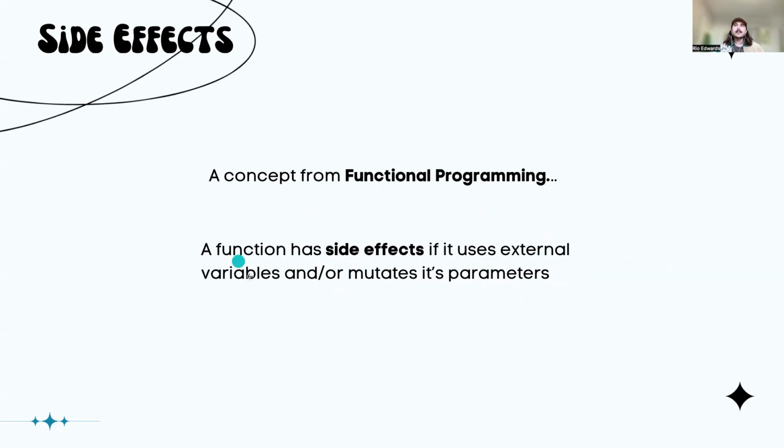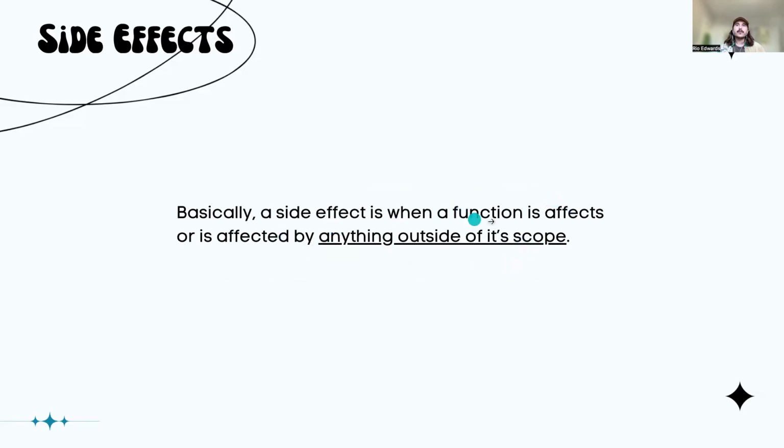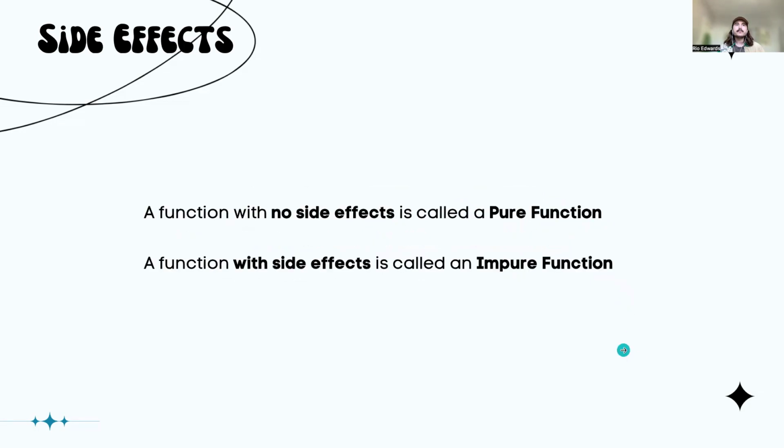And it's a little bit nuanced. There are some specific details, but the basic idea of side effects is your function is altering something or receiving data from something that isn't directly in the scope of the function. So basically a side effect is when a function affects or is affected by anything outside of its scope. A function with no side effects is called a pure function, and a function with side effects is called an impure function. So functions can either be pure or impure, and it has to do with whether it has side effects or not.